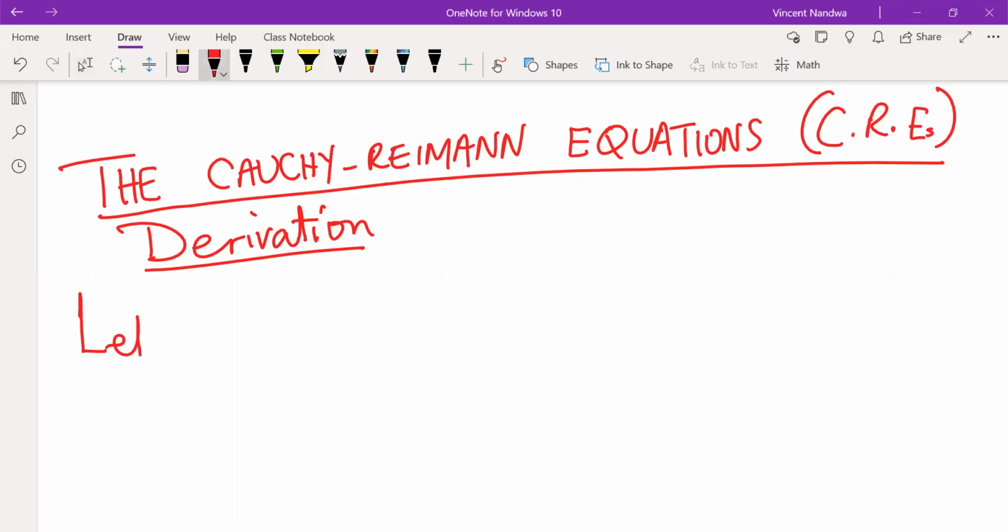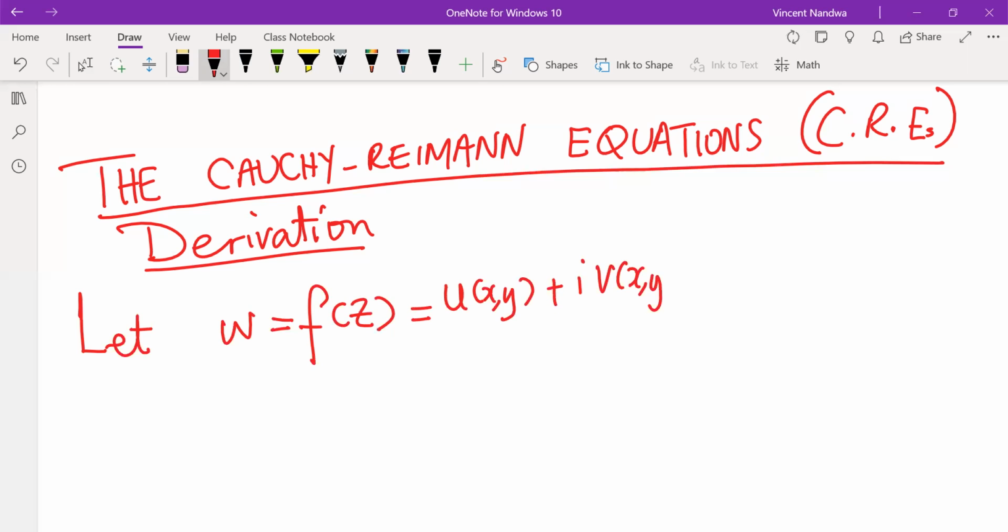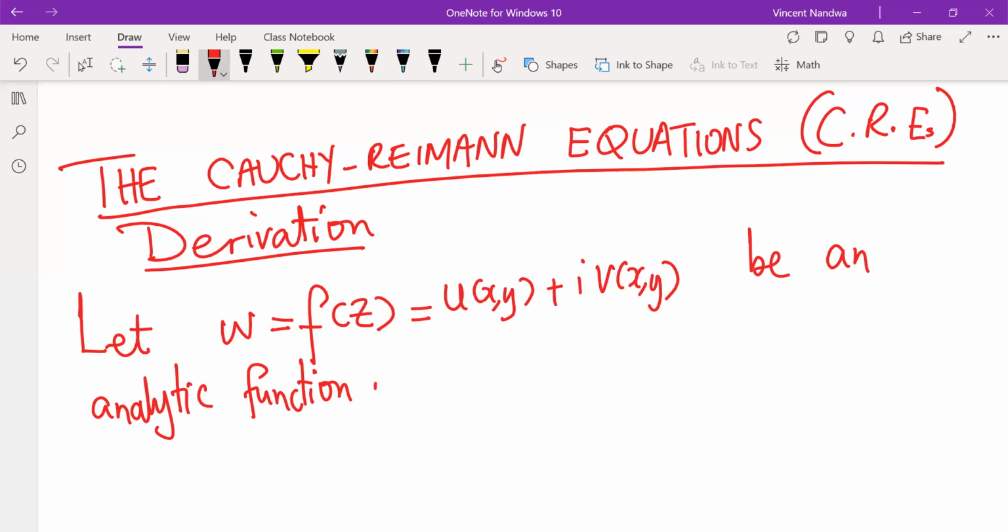Let w equals f of z equals u of x, y plus i v of x, y be an analytic function in a region R.